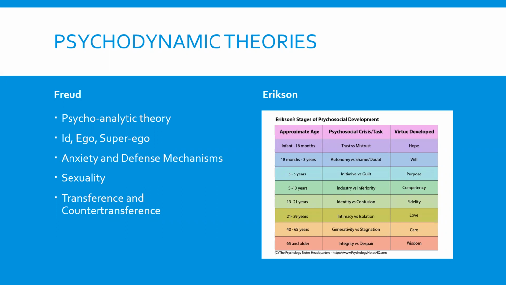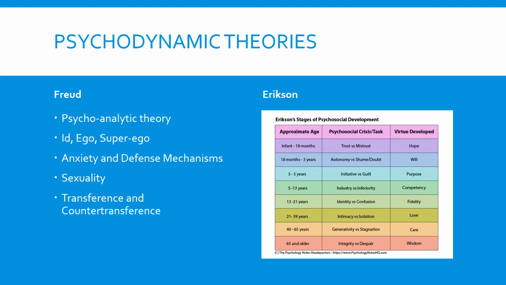Another psychodynamic theory, which is sometimes a developmental theory as well, is Erikson. Erikson proposed different stages of psychosocial development that you have to meet within that stage to develop certain virtues. So for example, from infancy to 18 months, the child is working on building trust or mistrust. If they are provided with the trust that they need and are able to develop that psychosocial task, then they develop the virtue of hope.